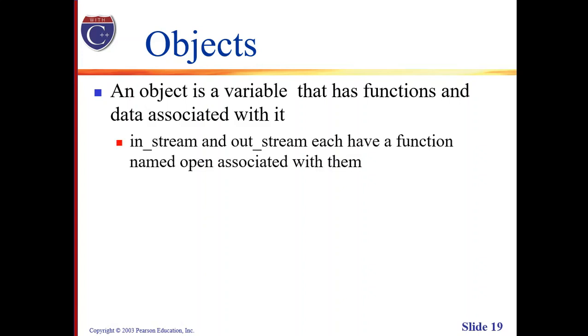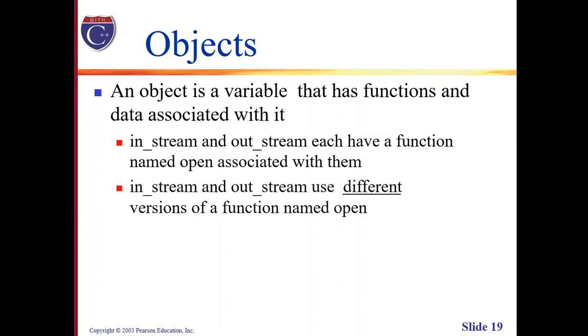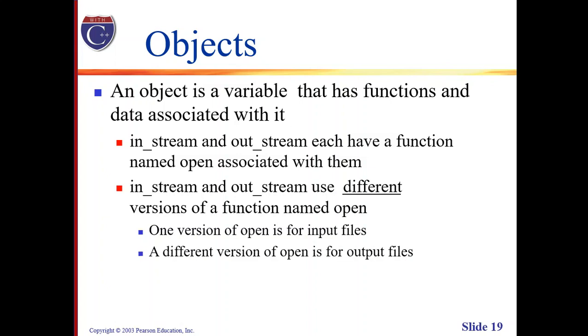Instream and outstream each have a function named open associated with them. And instream and outstream use different versions of a function named open. So they actually are different from each other, although they have the same names for the functions, for each of them, they are different. One version of open is for input files, and of course, the other version of open is for output files, used for writing our output.